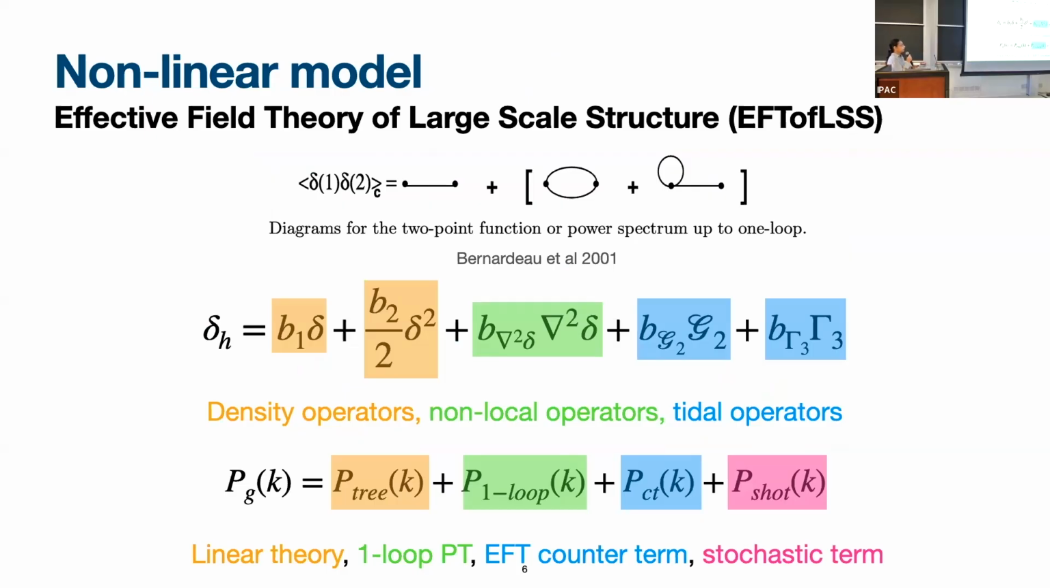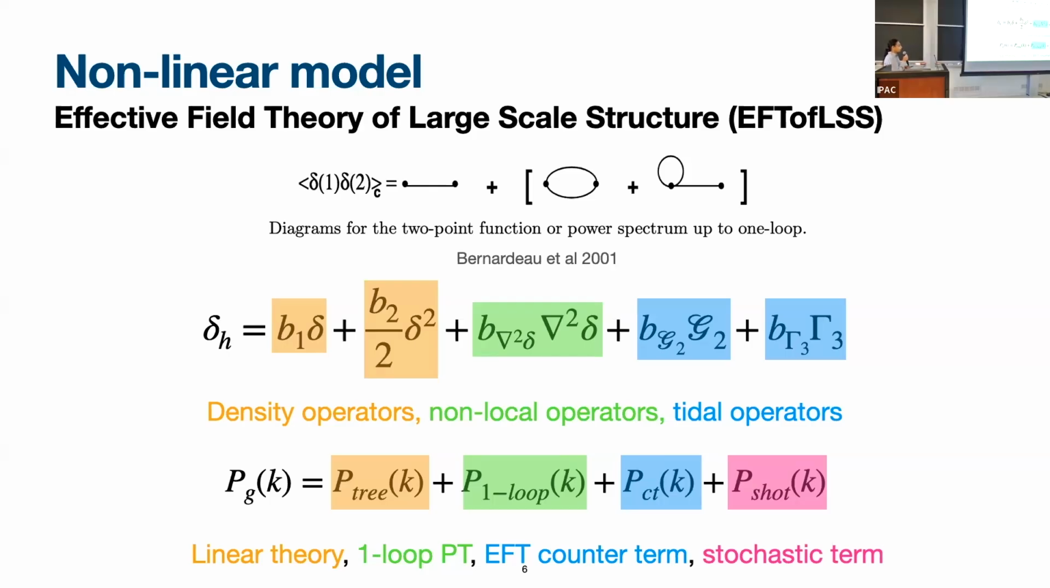So we use the effective field theory of large-scale structure. So the components that go into these are as follows. So we can model the halo power spectrum at one loop in perturbation theory. And then we can relate the halo density field to the matter density field through the halo bias expansion, which incorporates density operators, non-local higher derivative operators, as well as tidal bias operators.